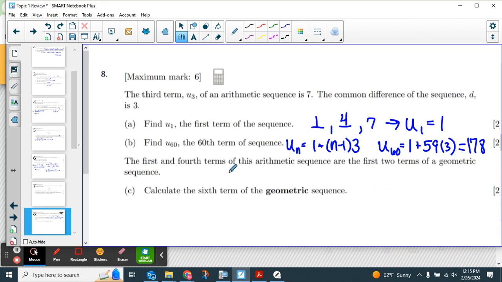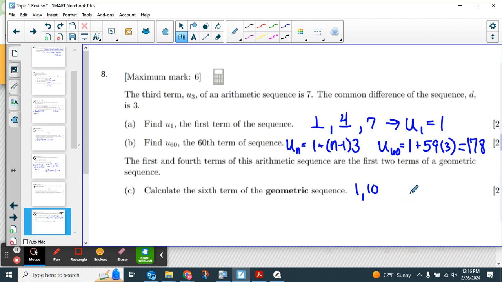Okay. The first and fourth terms of this arithmetic sequence are the first 2 terms of a geometric sequence. Calculate the 6th term of the geometric sequence. All right. So here's the first term we know is 1. And then I have 4, 7. My fourth term would thus be 10. So I know that my first term here is 1. My next term is 10.